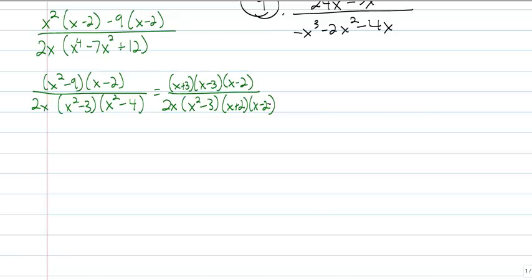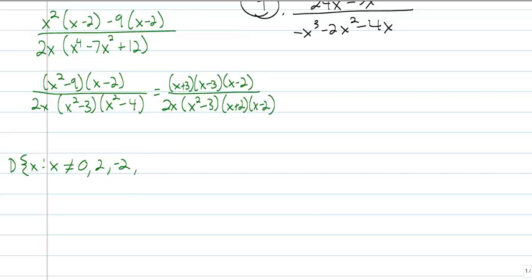Alright, so first off, I'm going to write the domain restriction here. My domain restriction is that x cannot be a lot of things. Can't be 0 because of this x out here. It can't be 2. It can't be negative 2.